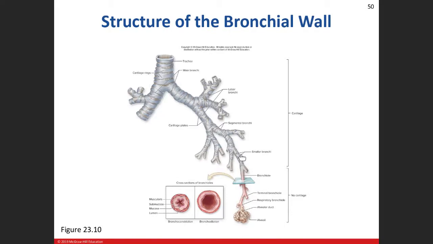But as you see, we keep getting smaller and smaller, and this is the cartilage rings here. As we get to the smaller ones and down into the bronchioles, we no longer have those cartilage rings there. We have that smooth muscle that helps to manipulate the opening, or the diameter, of our air conducting system. And once we get past the bronchioles, we don't have any more cartilage.